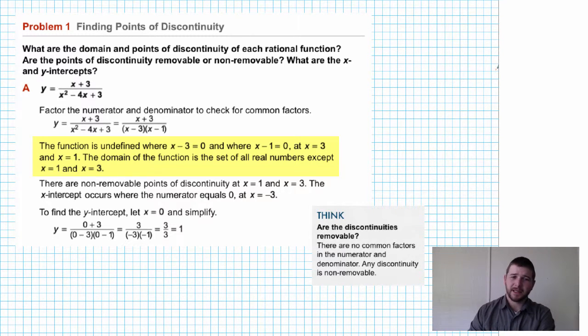A rational function like this, with a polynomial over a polynomial, will have a domain of all real numbers except those real numbers that lead to a 0 denominator, and consequently also points of discontinuity.